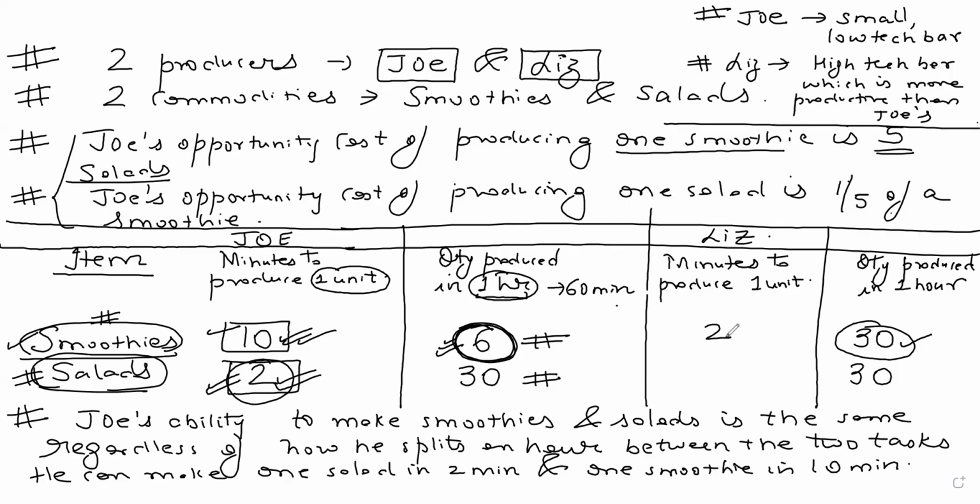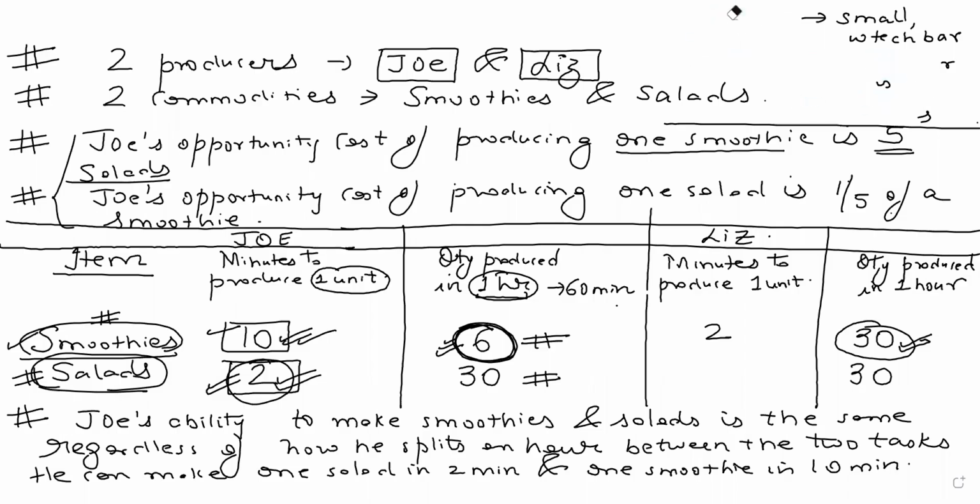In 60 minutes, Liz can make 30 smoothies. In 1 minute, how much can Liz make? So I'm writing it here so that students don't get confused. Again, I'm writing it on the top. I'm erasing this part off. 30 smoothies can be made by Liz in 60 minutes, which is 1 hour. Liz can make one smoothie in how much time? 60 by 30, which is 2 minutes.